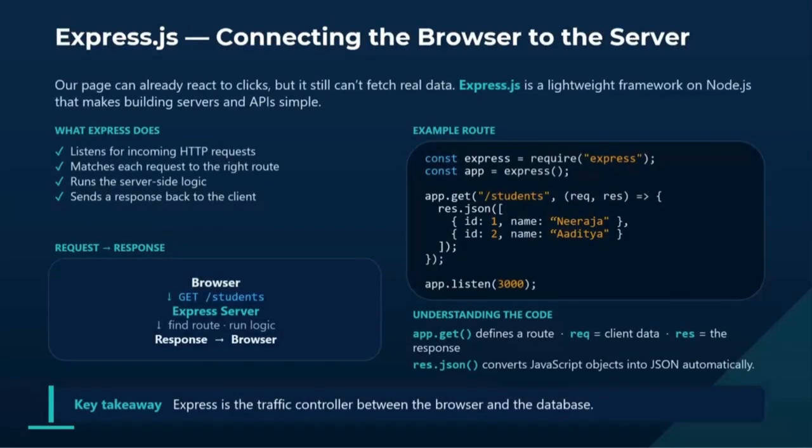To this point, we have been working almost entirely in the browser, but eventually our application needs information that does not already exist inside the browser. For example, imagine our student portal needs to display a list of enrolled students. That information is not stored inside the HTML page. It needs to come from a server. So that's exactly where Express.js comes in.